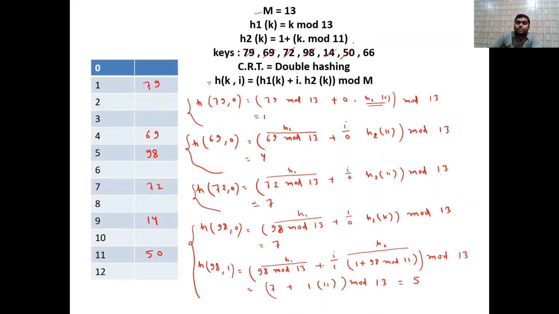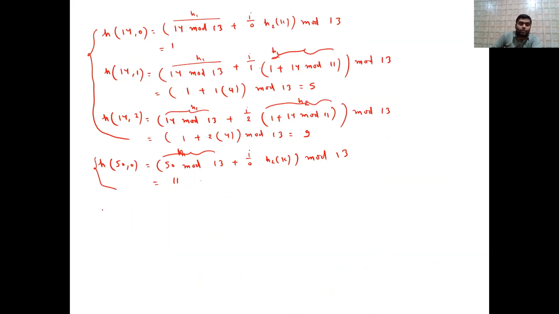Now the last one is 66. Observe carefully. So h of 66 comma 0. So what will happen: 66 mod 13. So this is our h1, and plus i. What is i? It is 0, and multiplied with anything, this will result in 0 only. So mod of 13. Finally, 13 times 5 is 65, so the remainder is 1, and 1 plus 0 is 1. So 1, yes, it is already occupied.